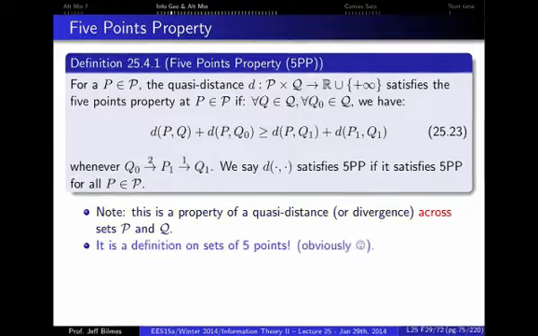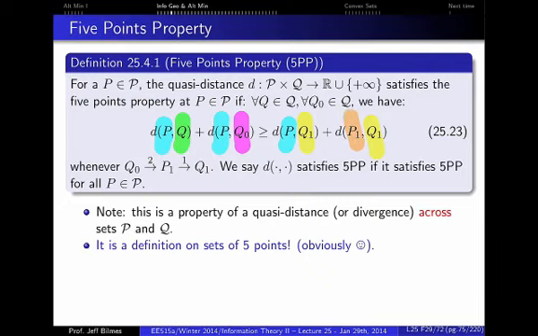So it's a property of a quasi-distance across sets. It's defined on 5 points. So what are the 5 points, and where does it get its name? Hopefully you have 5 colors. There's P, one point. There's Q, another point. There's Q naught, another point. There's Q1, and there's P1. 5 points, 5 colors. That worked out fine. I only have 5 colors to work with, by the way.